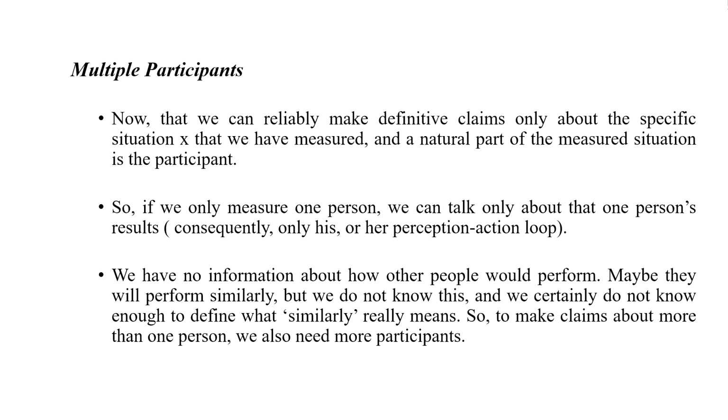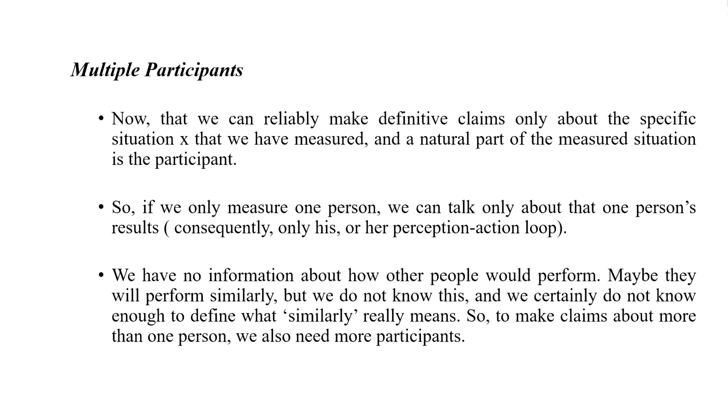All right. So, if you measure only one person, we can talk about only that person's results and that person's perception action loop, that B of x that we are talking about, but we do measure many people, and how is that justified? Remember the specificity versus generality example: we have no information about how other people would perform. Maybe they will perform in the same manner, maybe they will perform very differently, maybe they will have other strategies and other personal level factors that will play a part. So, how do we get around this in our experiments?